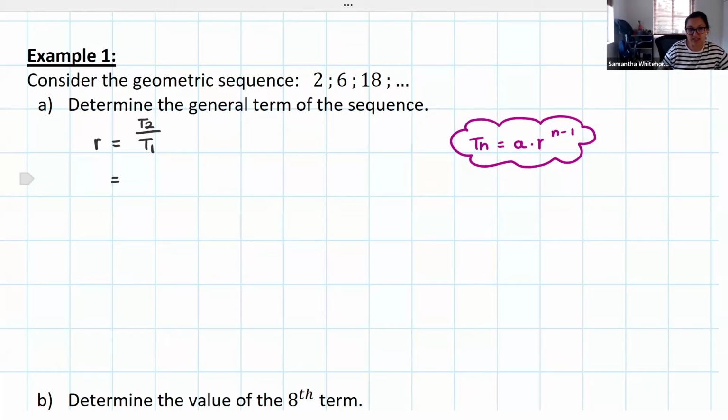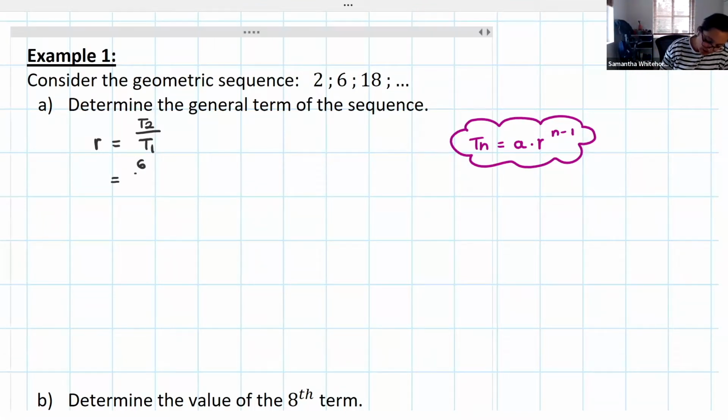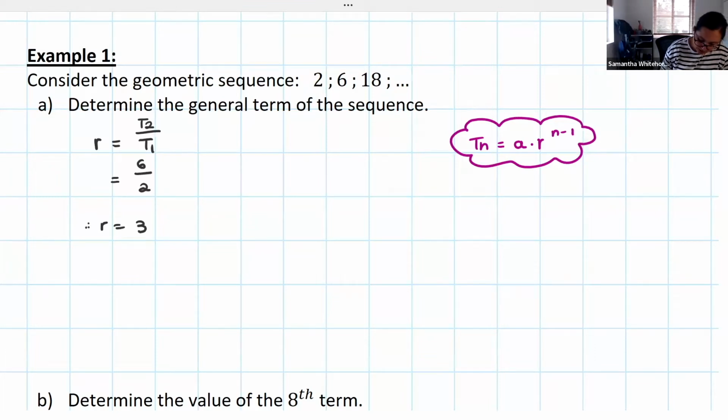All right, so guys, exactly. We go and substitute now, and your ratio is exactly that, T2 over T1. If for whatever reason you felt you wanted to say T3 over T2, no issues there. By all means, do it. As long as you're dividing the term in front by the term just before it, you're going to get it. So term 2 here is 6. Term 1 is 2, which means that my constant ratio is 3.